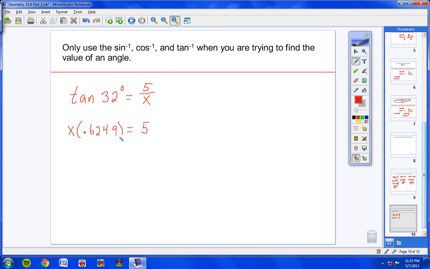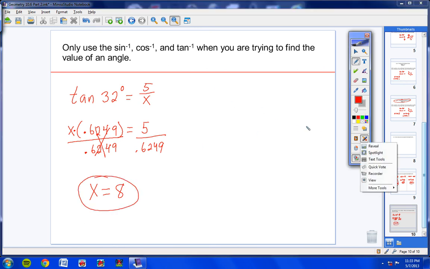0.6249. Alright? And now the x is being multiplied times that parentheses, so we're going to divide both sides by 0.6249. They cancel over here. So x equals, with your calculator, take 5 divided by that decimal, and you should get 8.00167, so 8. Do you see what Miss Gerhardt's trying to do here, guys?